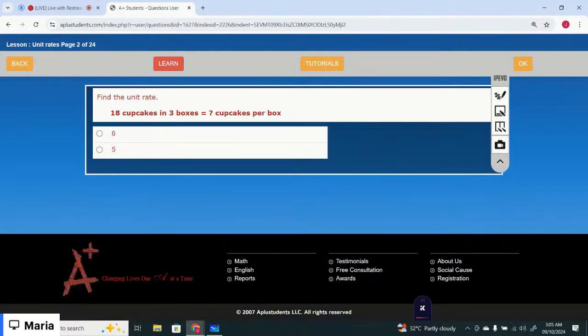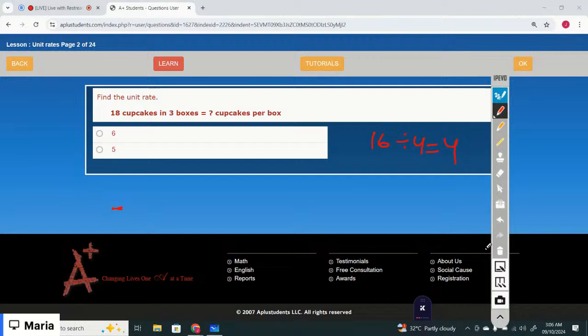18 cupcakes in 3 boxes. So you need to find how many cupcakes per box. So which is the correct option? You have to do 18 divided by 3.